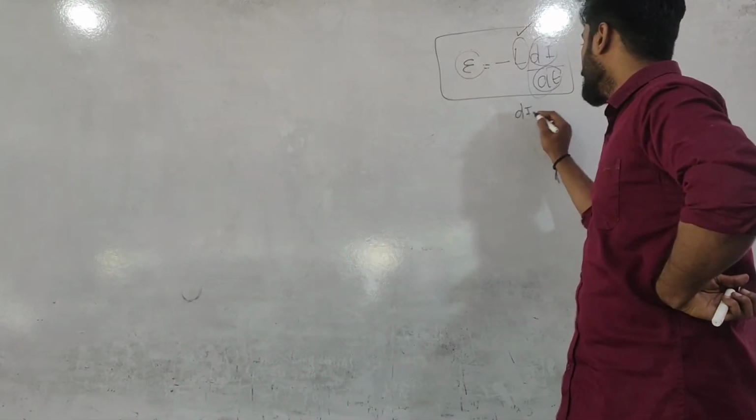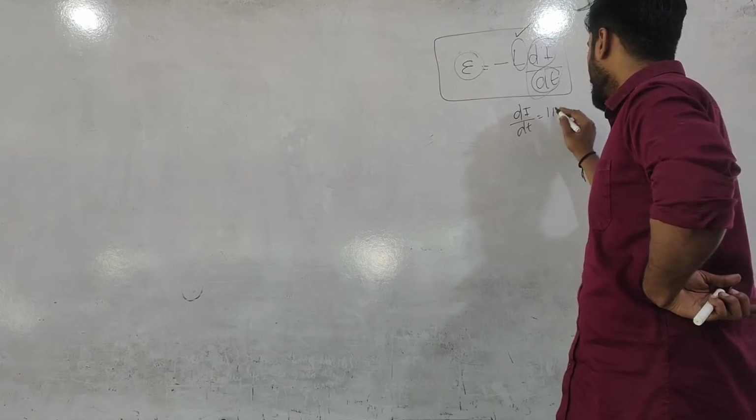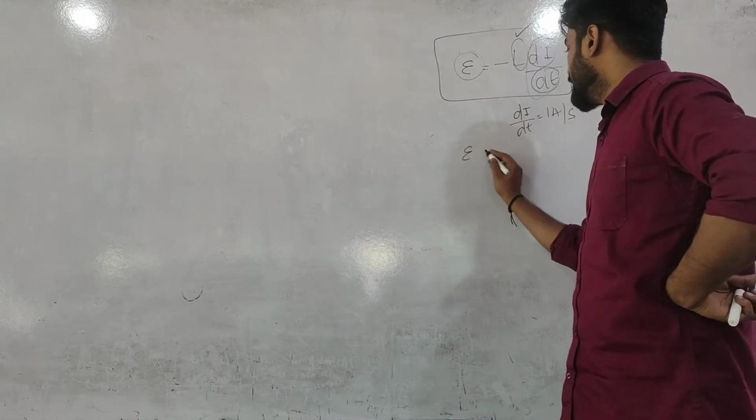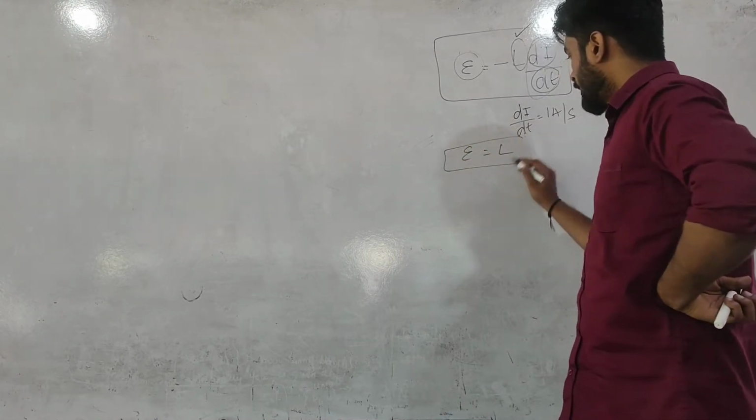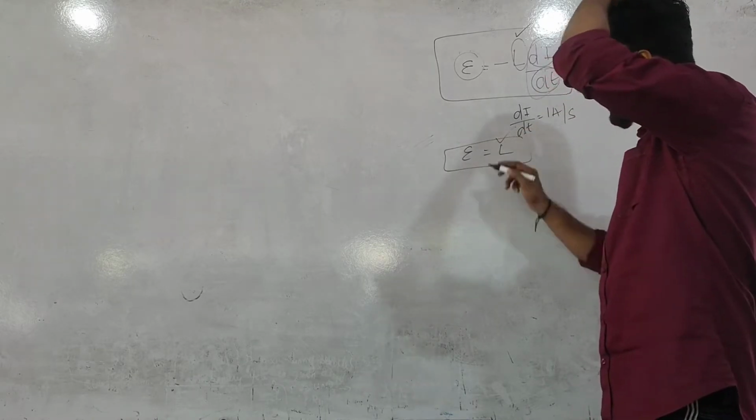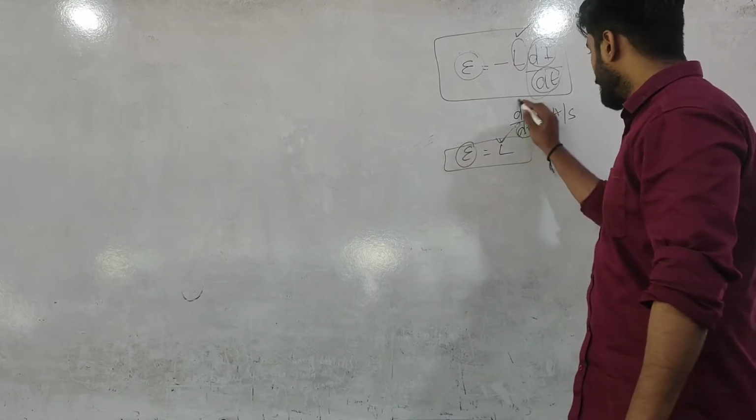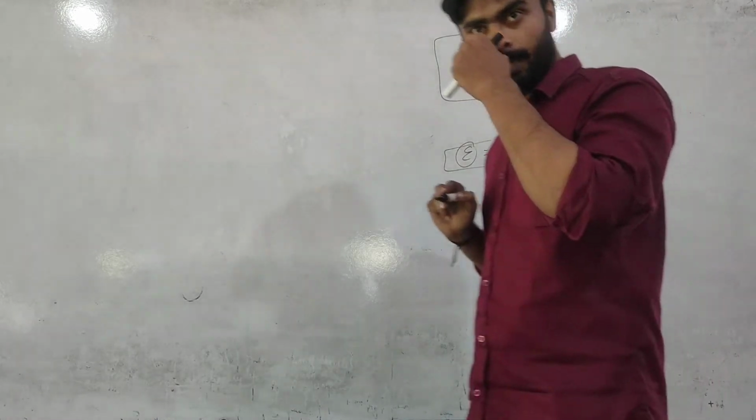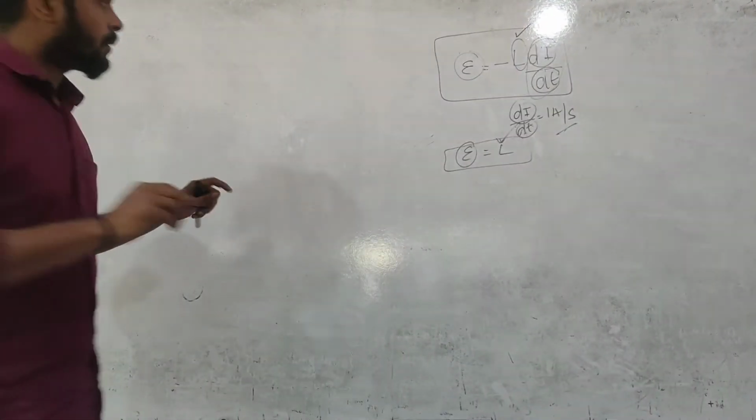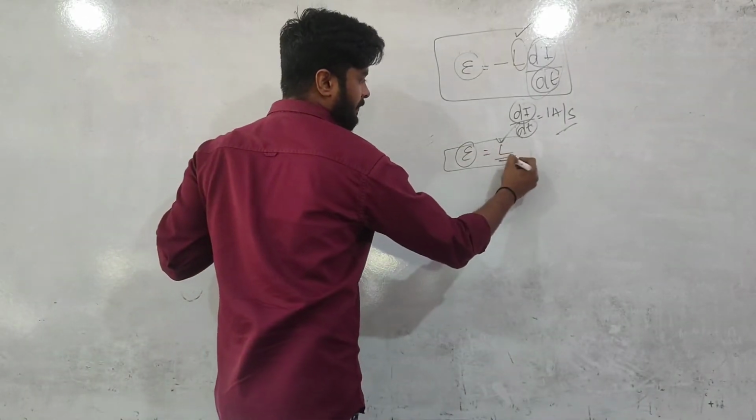So also we have defined self-inductance, right? When dI by dt is equal to 1 ampere per second, E will be numerically equal to L. So self-inductance will be numerically equal to the induced EMF when the rate of change of current is 1 ampere per second. Clear? Now, what is the unit of self-inductance?